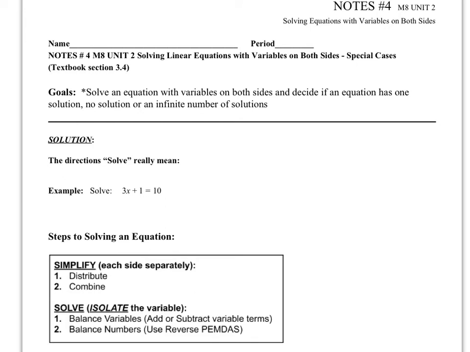So in this set of notes, we're going to solve equations with variables on both sides, but we're going to encounter some special cases. We're going to see equations where we might encounter one solution, which is what we've been seeing, no solution, or an infinite number of solutions. So remember, a solution is the value of the variable that makes the equation true when you plug it in.